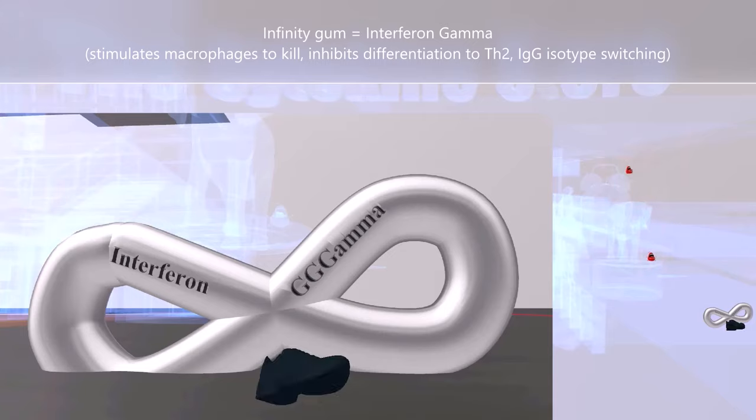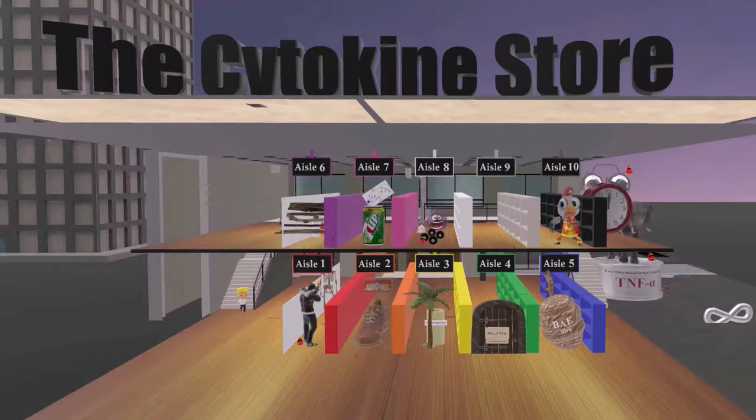And actually, under the gum was this shoe over here. Shoe for two. And this reminded me that interferon gamma inhibits differentiation of Th2 cells. And the G on the gum for gamma reminds me that interferon gamma induces IgG isotype switching in B cells. So that was it for the cytokine store.